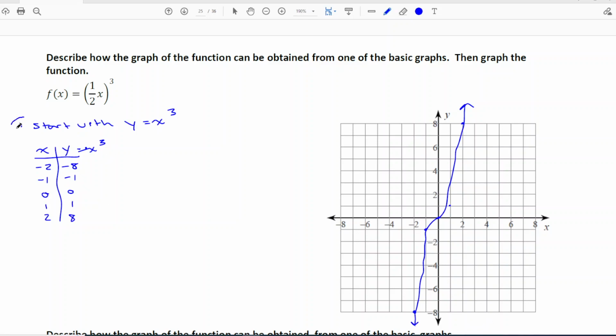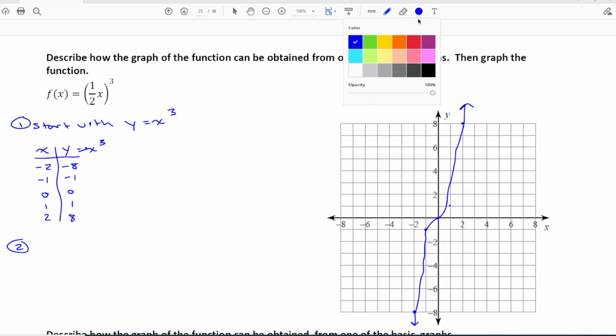Okay, so we're going to start with y equals x cubed. So that's our first. The second thing we're going to do is think about what this is going to affect. So we know that this is going to affect the x values and not the y values. So let's just look at our table of values. I'll do it in a different color.